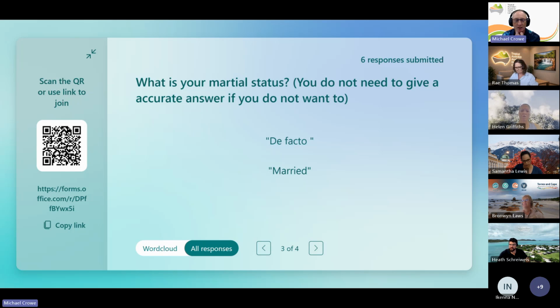Okay, so we've got married, de facto, married, single, etc. Okay, excellent. So you all read the question very, very carefully? Did you? You did, and you answered it appropriately? You think you did anyway? All right, someone got it. It actually asks you, what is your marital status?